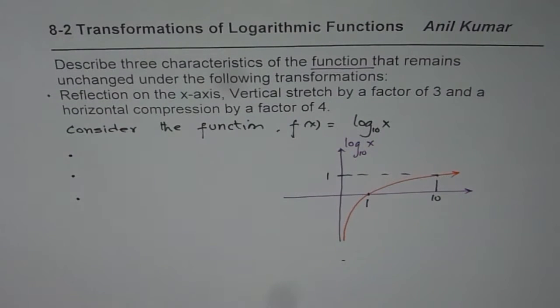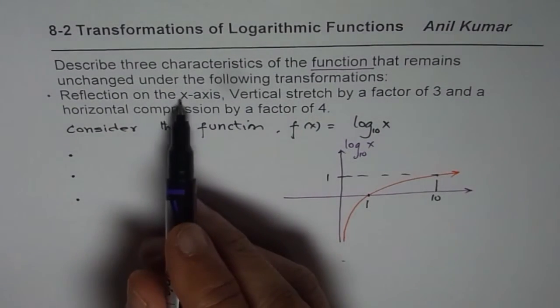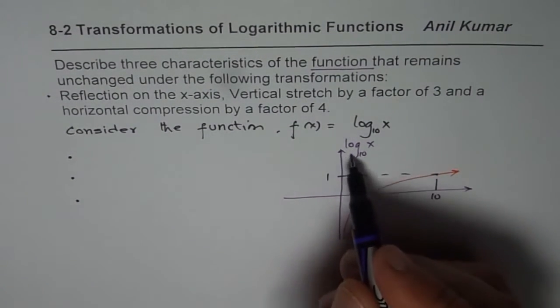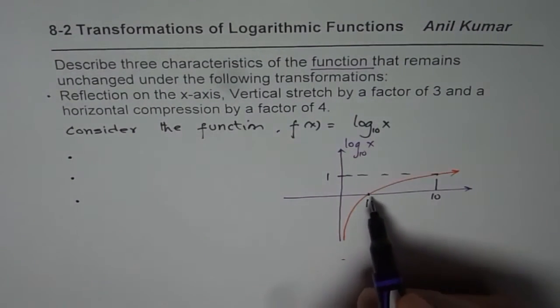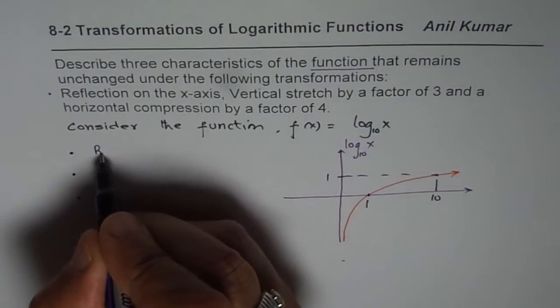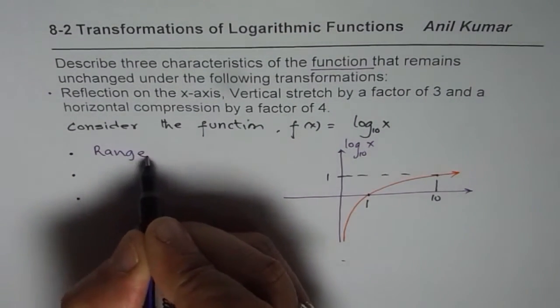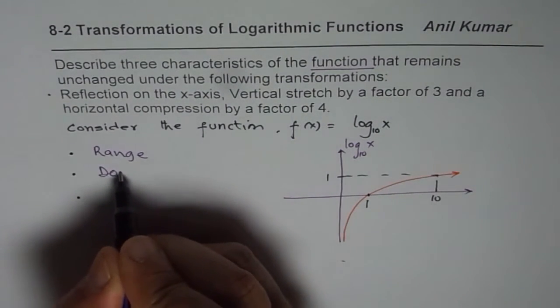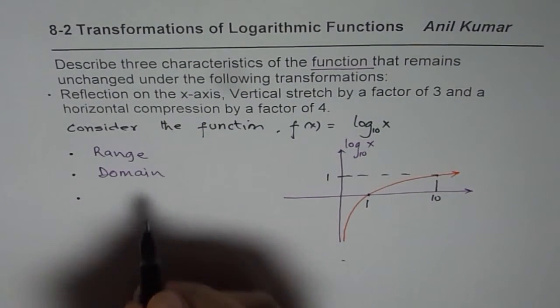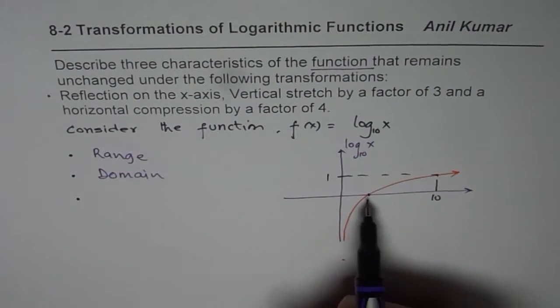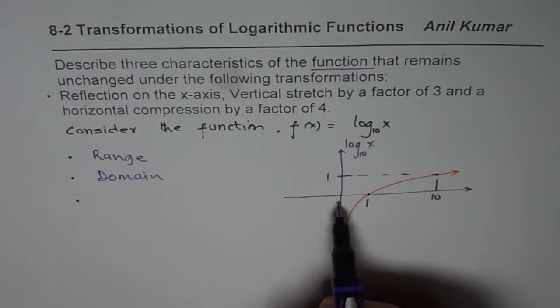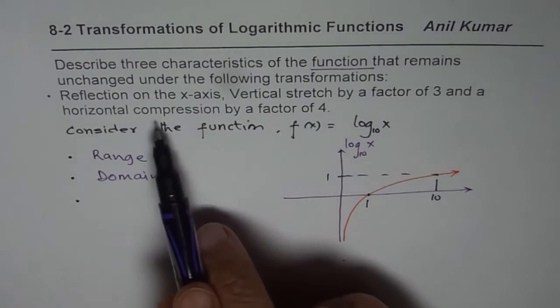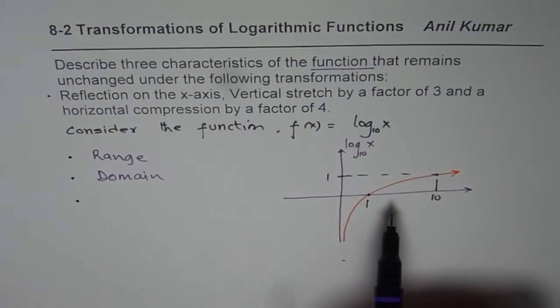Here is my solution. Now if I am doing reflection on the x-axis, it could be bent like this. However, the range will not change. That is one thing. So the range is not going to change. We also see that the domain is also not going to change. Domain changes when we have horizontal translation, left or right. Vertical stretch and horizontal compression will not change that part.